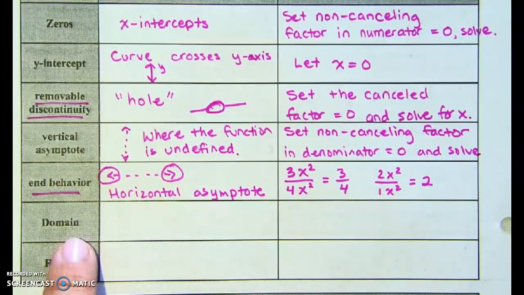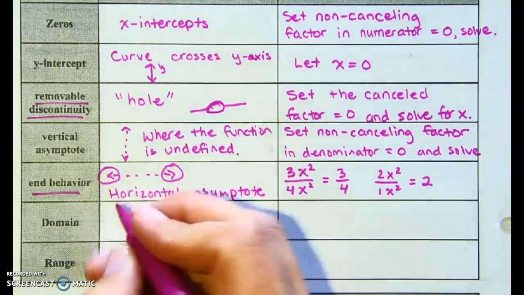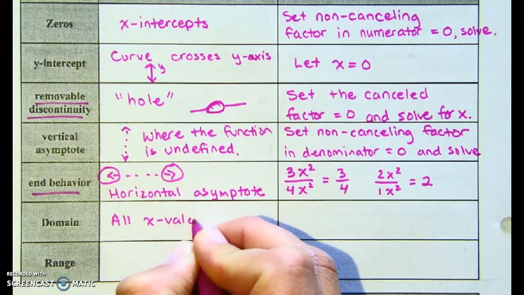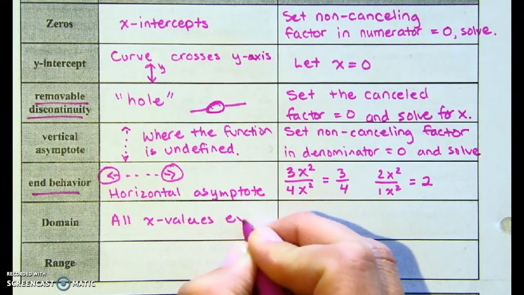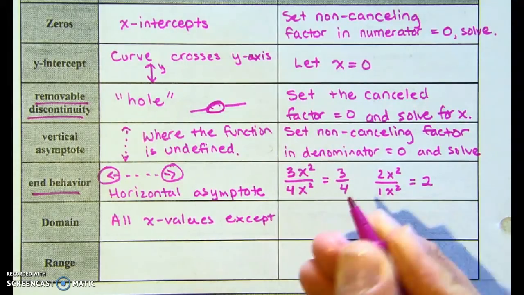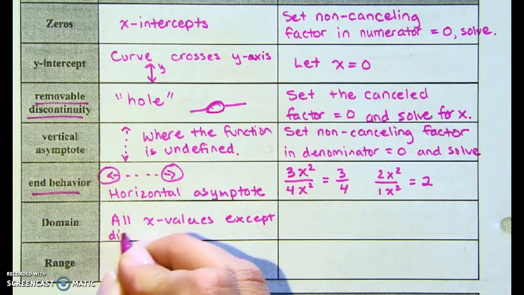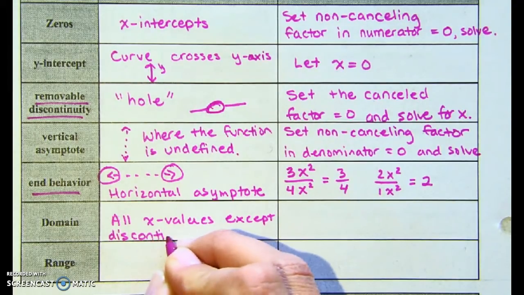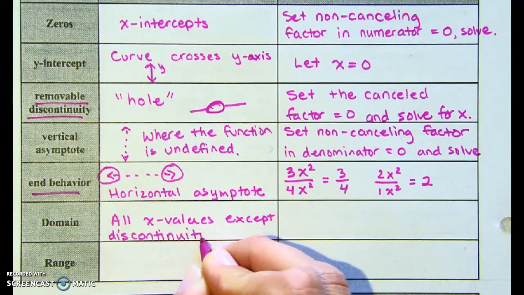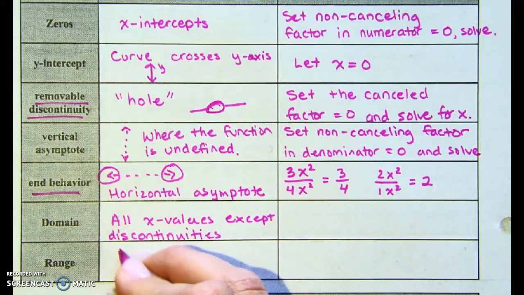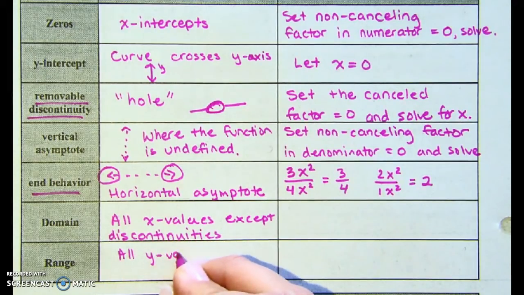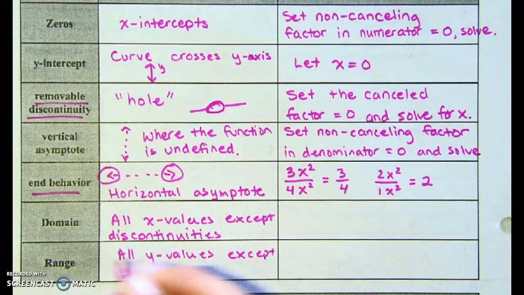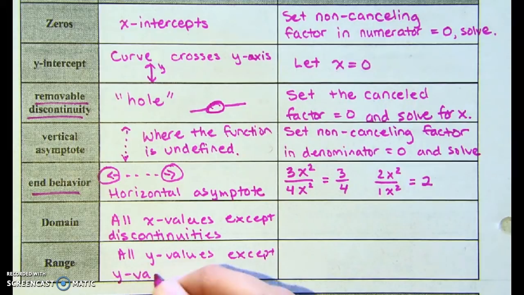Domain. The domain, what does it look like on the graph? It's all the x values except the discontinuities. So except the holes and asymptotes, discontinuities. And the range are all the y values except the y value of the discontinuity.